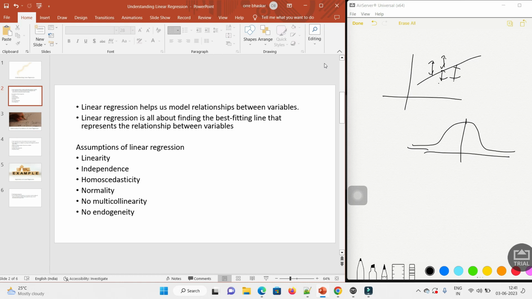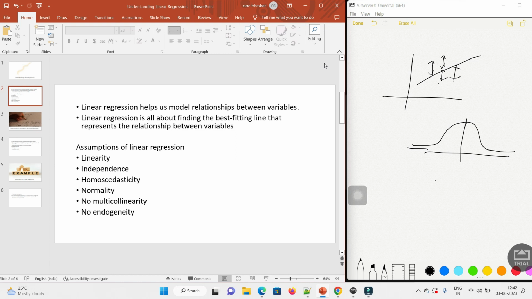So multicollinearity occurs when there is a high correlation between two or more independent variables in the regression model. This can make it difficult to determine the individual effects of each variable on the dependent variable. Detecting and addressing multicollinearity is important to ensure the stability and interpretability of the model's coefficients. So, what is multicollinearity? Multicollinearity means there is high correlation between two or more independent variables.